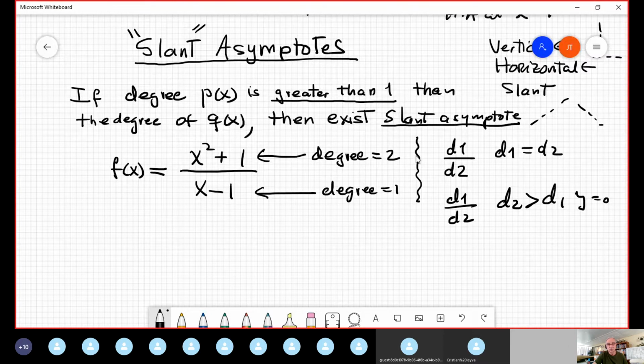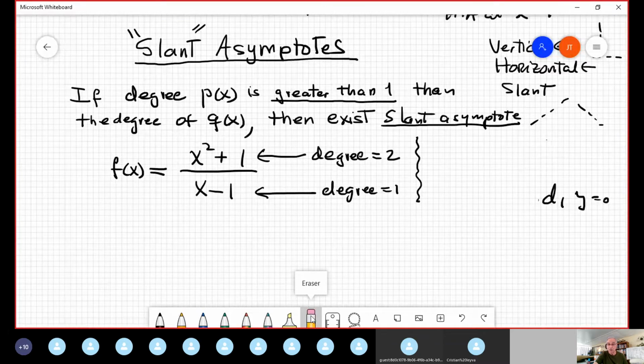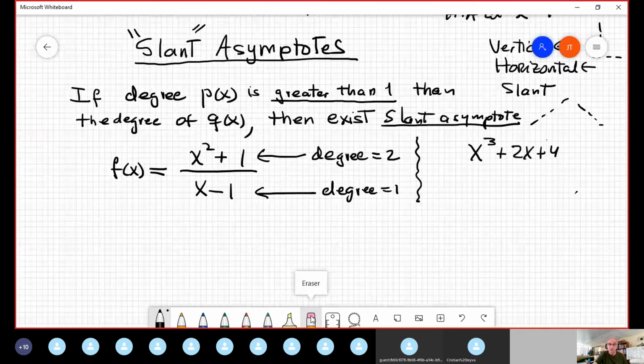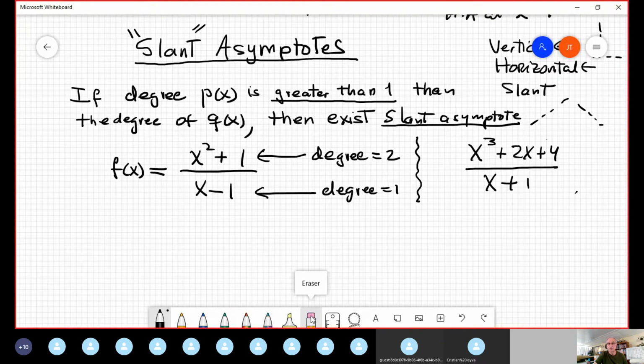But this is different. This is completely different. It's when the degree of the top is greater than the bottom by exactly 1, not 2. For example, another simple example: suppose x cubed plus 2x plus 4, divided by x plus 1. Degree 3 and degree 1, no. Degree 3 and degree 2, yes. Do you understand the idea?